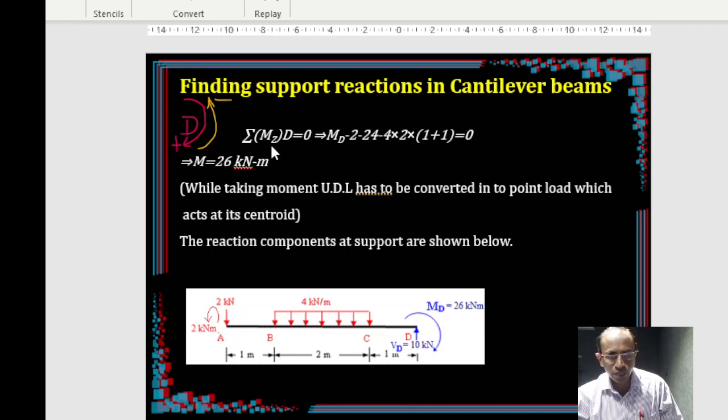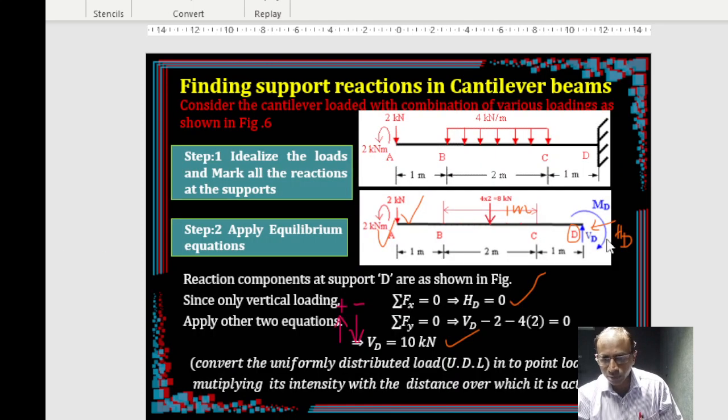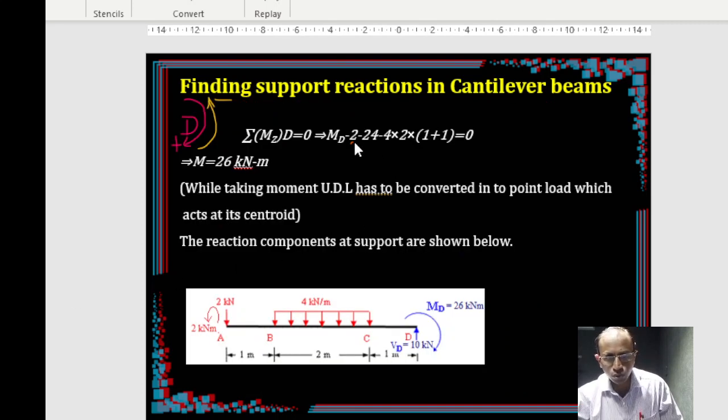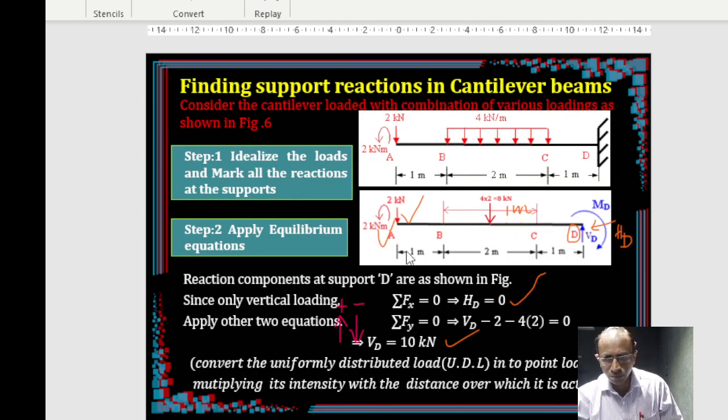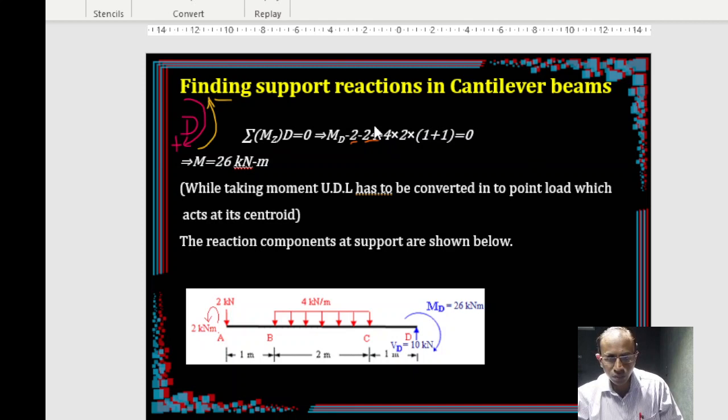Let's start now. Sigma Mz at the point D equal to 0. So MD, there is a moment at the point D, so let us write that first. MD is in which direction? MD is in the clockwise, so that should be positive, and the rest of all is moment acting in the anti-clockwise direction, and then there is another load, 2 times what is the total distance? 2 times this point load, 2 into 1 plus 2 plus 1, that means 4. 2 times 4, right? This is 2 times 4, this is not 24, sorry.